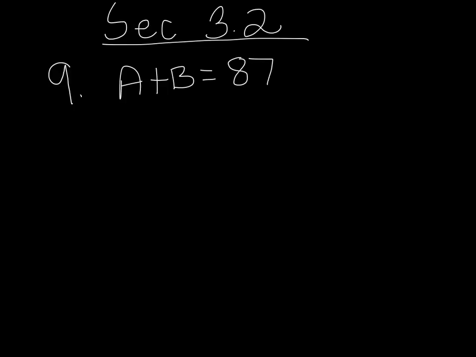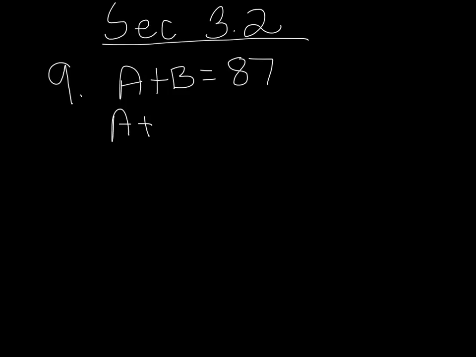Now, if they're consecutive integers, meaning they're in a row, we know that we could call the first integer a. If they're in order, that means that the next integer is going to be one more than the previous one. So how can I represent that?